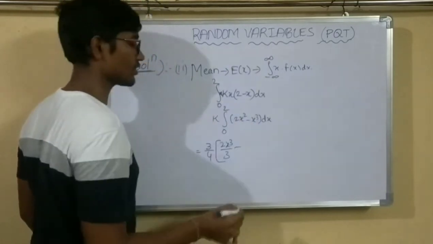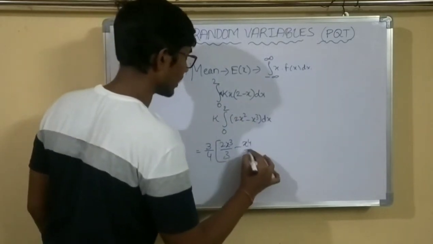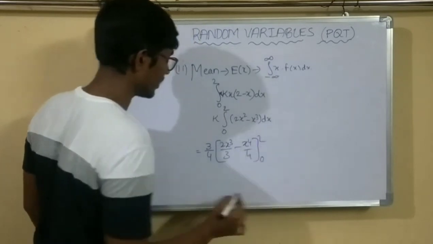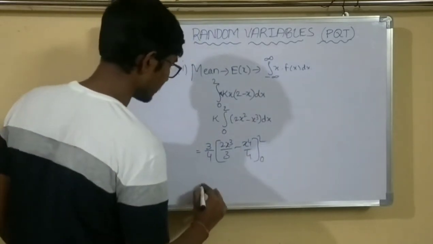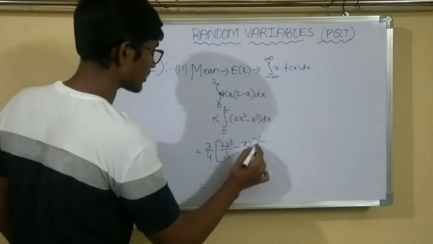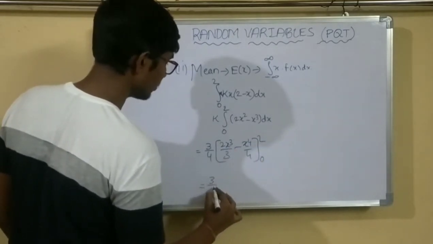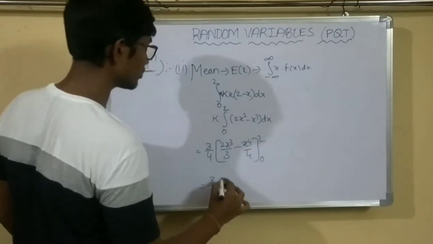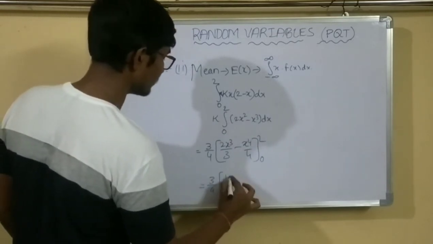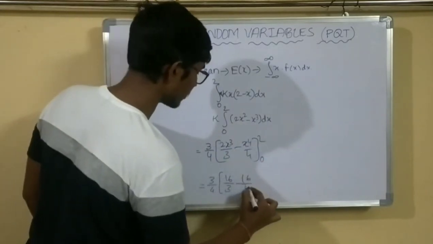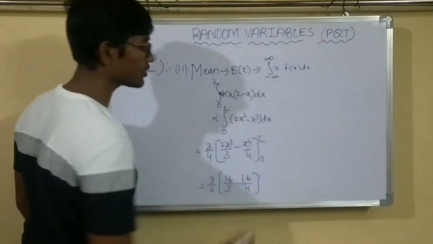And integration of x cube is x power 4 by 4, right? So now the limits are 0 to 2. Now if I substitute the limits here in the place of x, if I substitute 2, it is 2x, it is 2 into 2 power 3. So 2 into 2 power 3 value is 16 by 3 minus x power 4 is 16 by 4. Now if I substitute 0, it is 0.